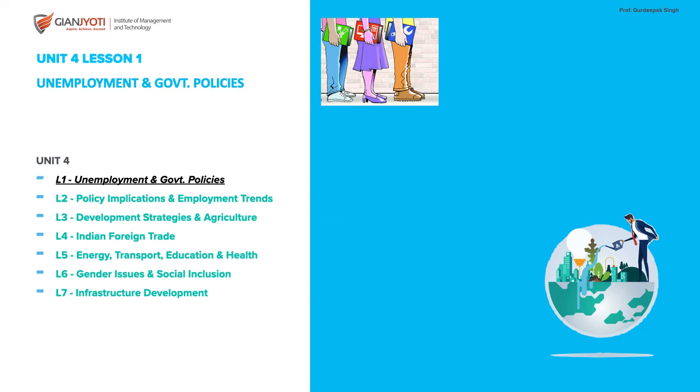In lesson 3, we'll discuss development strategies and agriculture. Lesson 4 will be dedicated to Indian foreign trade. In lesson 5, the various sectors like energy, transport, education, and health of India will be discussed. Lesson 6 will be on gender issues and social inclusion, and lesson 7 would be on infrastructure development policies. So let us start with lesson 1, unemployment and government policies.